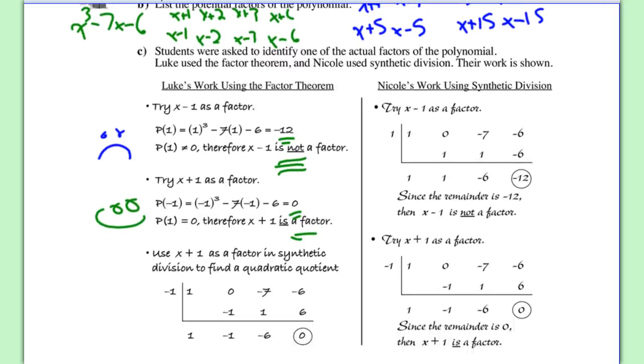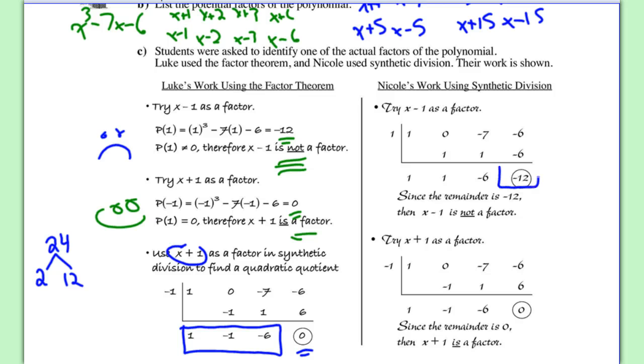And as soon as they found out it was a factor, what makes sense is that we would divide that out. So they divided that out as a factor, just like you would. If you had 24 and you knew that 2 is a factor, you'd divide it in there and you'd get 12, because you've got one factor. They're doing the same thing here. They divided x plus 1 and they got this quadratic and the remainder of 0. If you tried x minus 1 as a factor, you'd see that you got a remainder 12, and that wasn't a factor, right?